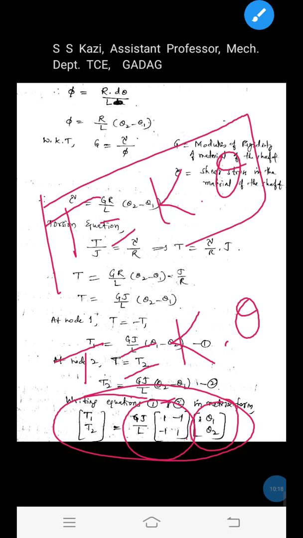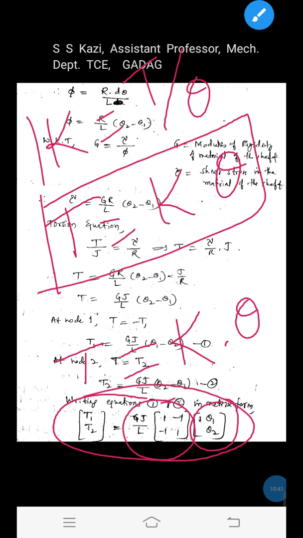Now it can be verified with the strength of materials statement, that is, torsional stiffness is defined as the amount of twisting moment or torque required to produce unit angle of twist in the shaft material, that is, K is equal to stiffness is equal to T by theta. From this equilibrium equation you can write K is equal to T by theta. This is the torsional stiffness matrix.